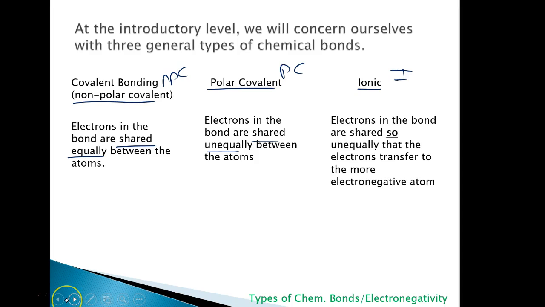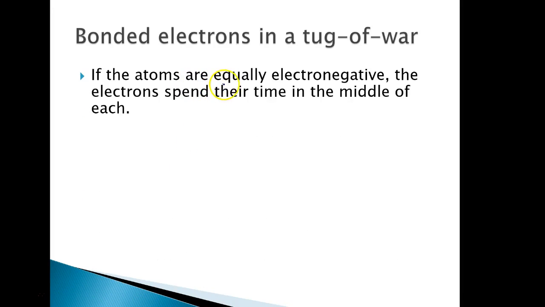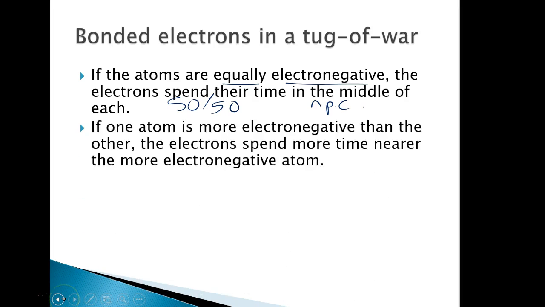And then in an ionic bond, the tug of war's over. Okay, whatever atom was the stronger, the more electronegative atom, has pulled those electrons to itself, and it's won the tug of war. So that's what we're talking about with this. So if the atoms are equally electronegative, looking at that chart, that means the electrons spend their time in the middle, 50-50, tug of war, nonpolar covalent. Okay, perfectly shared. If the one atom is a little bit more electronegative than the other one, then the electrons spend more time by that one.